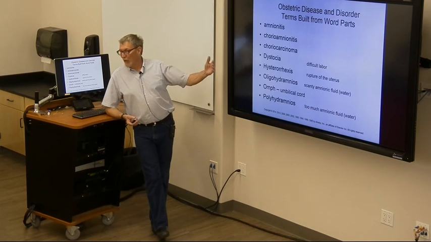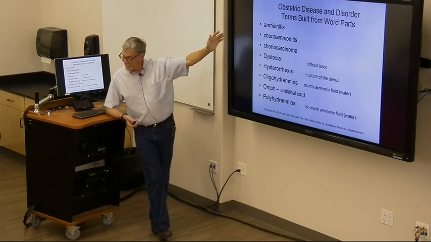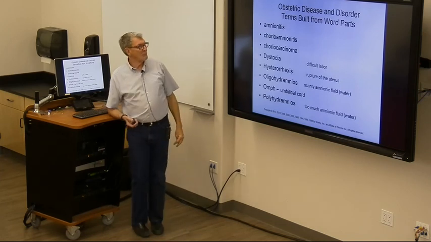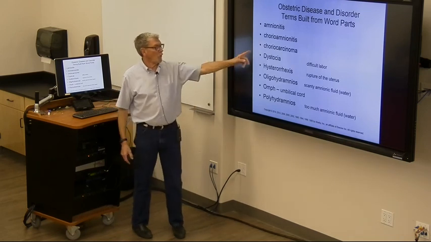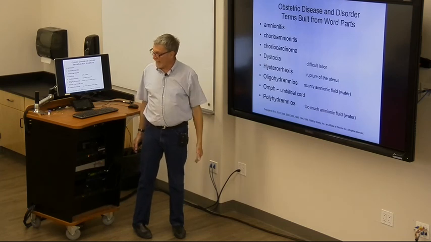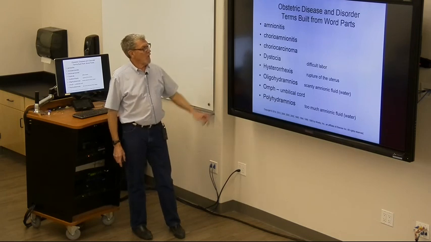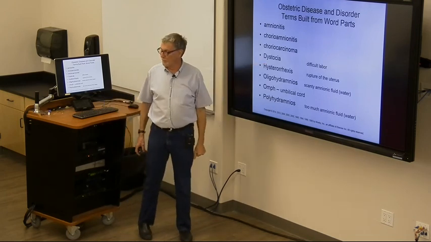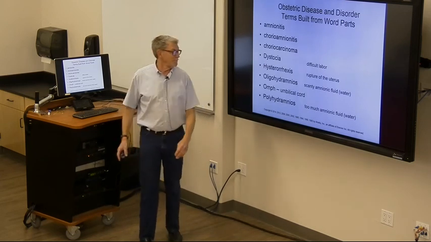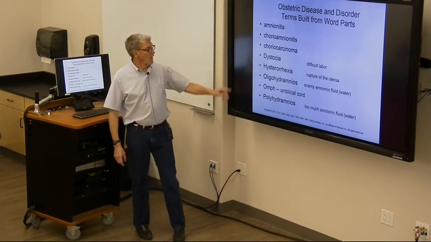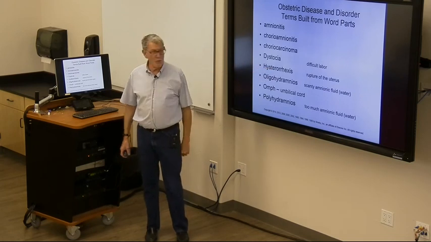So, of course, we can have itises of everything. Amnionitis, chorioamnionitis. That means the full width, the chorion and the amnion. Choriocarcinoma would be a cancerous tumor of the placental tissue. Dystocia, difficult or extra painful labor. You can't say painful labor. All labors are dystocic, but this is worse than most. Hysterorrhexis, what would that be? Rupture of the uterus.